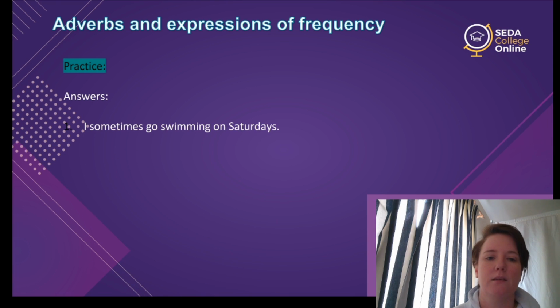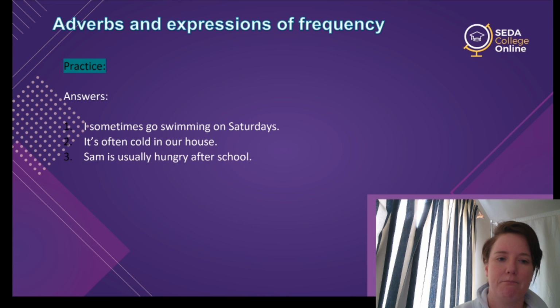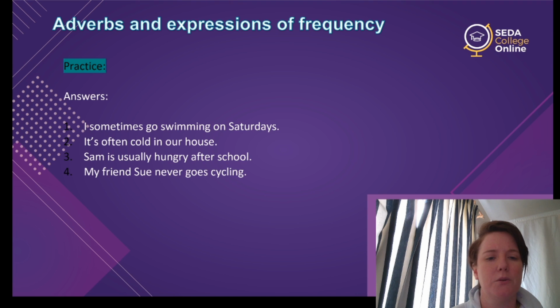First one, I sometimes go swimming on Saturdays. Sometimes go, okay? It's often cold in our house. Often, okay? So it's often, the verb to be. Sam is usually hungry after school, okay? Sam is usually hungry after school, verb to be. My friend Sue never goes cycling, okay? Never goes. The main verb here is goes.